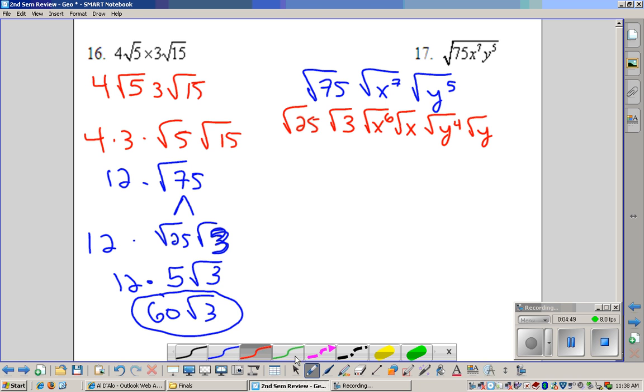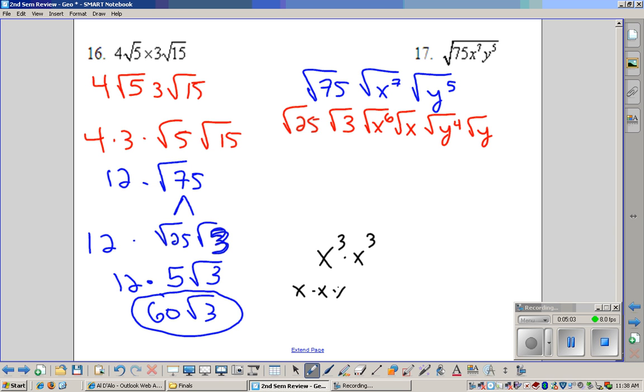That's getting a little bit above what we did in the class, and you'll learn more about this in algebra 2. But more importantly, we learned that x cubed times x cubed is really just x times x times x times x times x times x, which is x to the sixth. So the square root of x to the sixth is x cubed. Square root of y to the fourth will be y squared. You will not be able to square root the x, so you'll have to say square root of x. Square root of 3 you'll be unable to do. And the square root of 25 is 5.